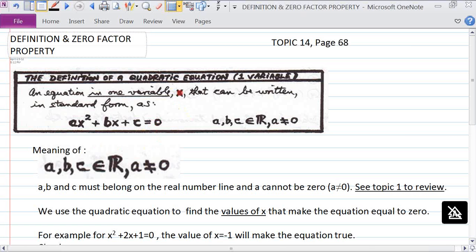There is only one variable. Now there is a proviso that a, b, and c belong to the real number set, as we discussed in topic 1. So these numbers must lie on the real number line, and a cannot equal 0. So a, b, and c must belong to the real number line, and a cannot be 0, written like this. See topic 1 to review that.